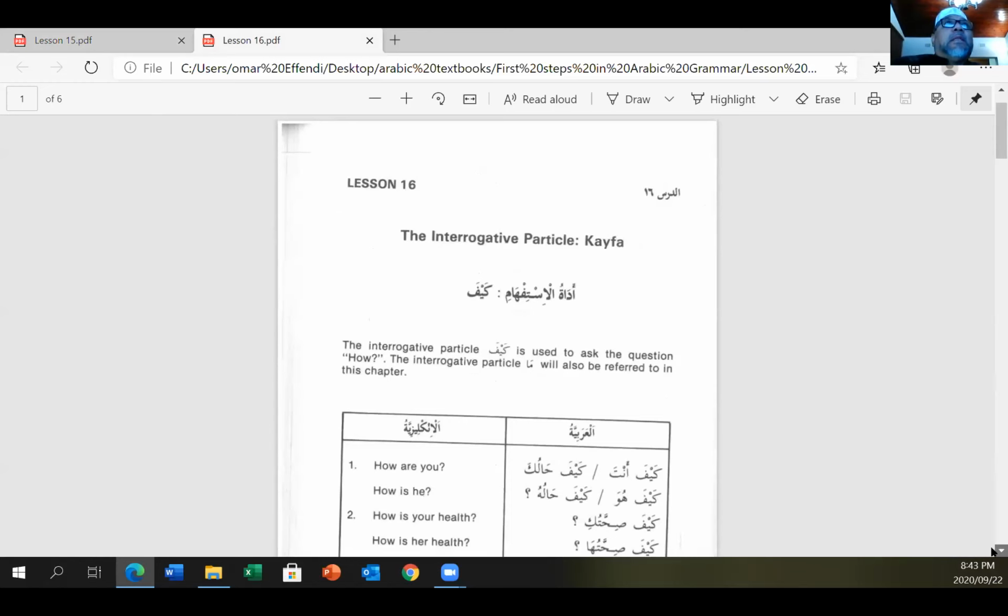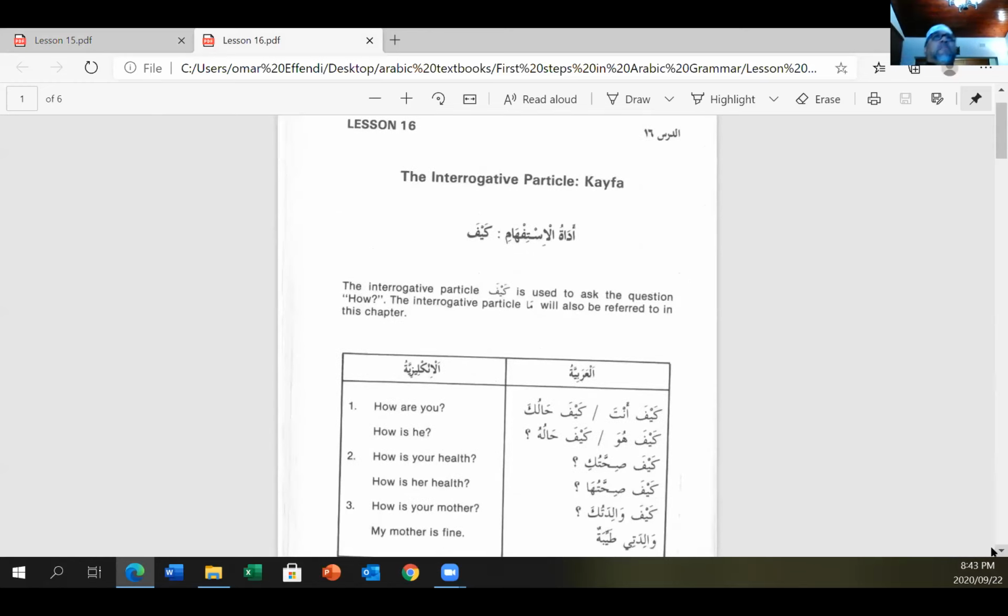Lesson number 16. The interrogative particle kaifa. See, now we're going a bit more. Remember we did the question? Now we're coming to another part of the interrogative. As soon as you hear the interrogative, it means a question is going to be asked. Remember, thus far, what we had done was how. Remember? Ma, man. Those are all interrogative particles that we had done where you ask a question.